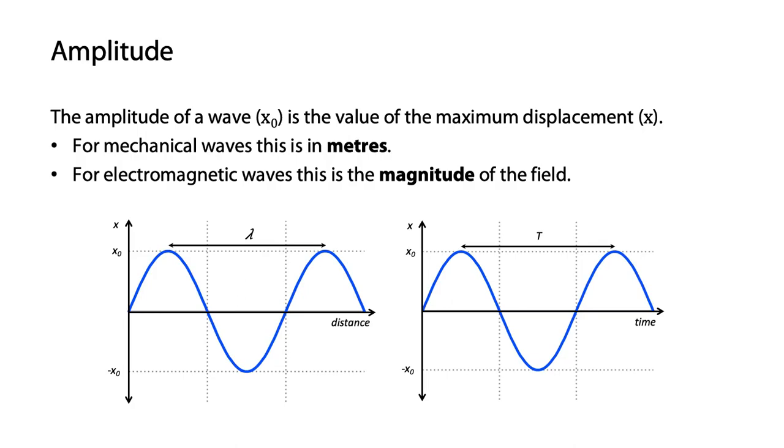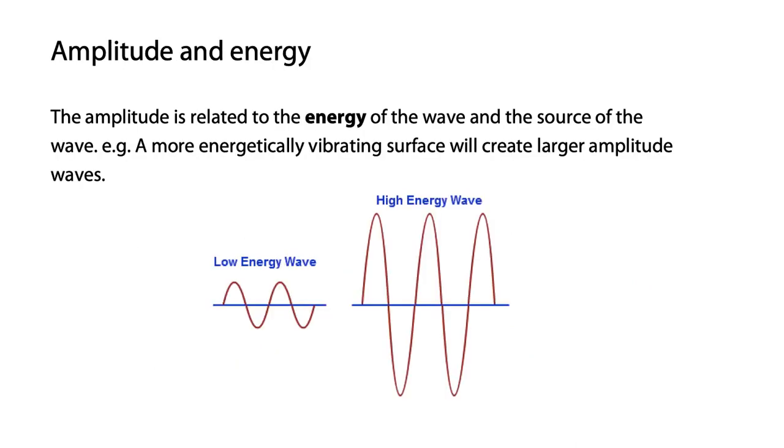Now, in mechanical waves, such as, for example, if we were talking about a sound wave or a water wave, then we would measure this in meters, maximum displacement. For other waves, such as electromagnetic waves, it would be the magnitude of the field. And the amplitude is going to be related to the amount of energy.